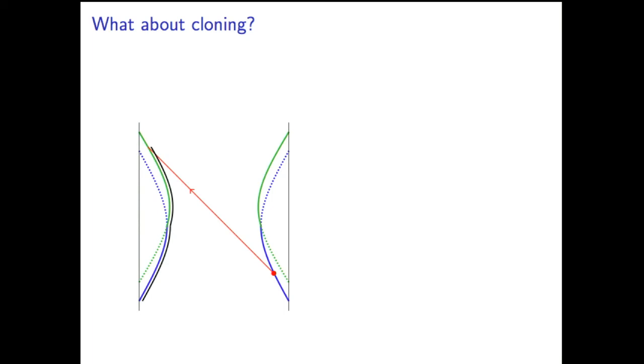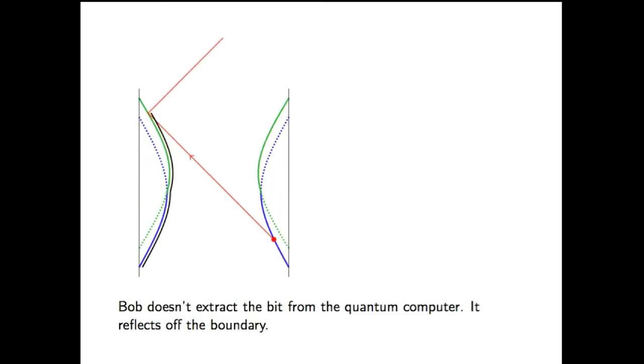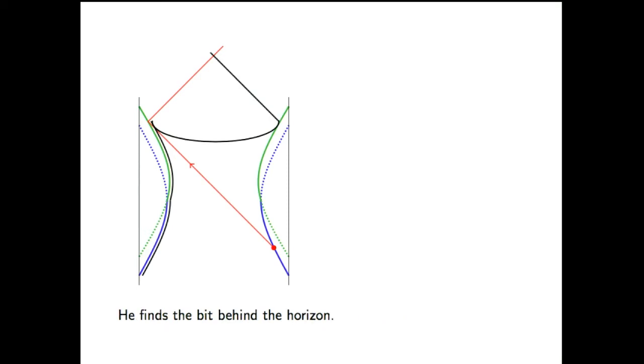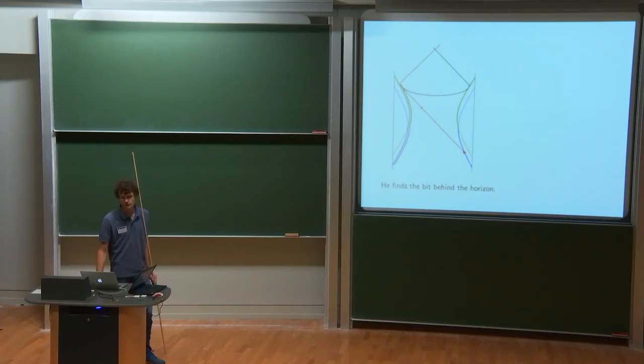So he has two choices at this point. Choice A, he doesn't extract Alice's message from the hard drive. He leaves it there. It bounces off the boundary and returns into the black hole. Then, if Bob likes, he can travel across from his quantum computer and jump into the actual black hole from the right side. He's not carrying Alice's message, so when he falls into the black hole and finds it inside, he won't be surprised. He won't have experienced any quantum cloning.